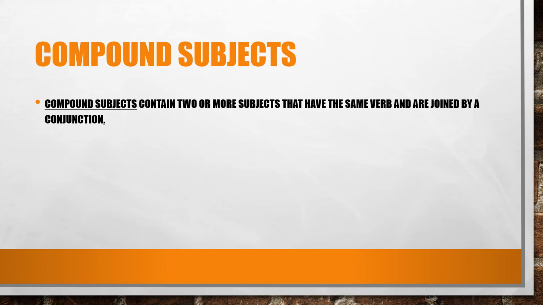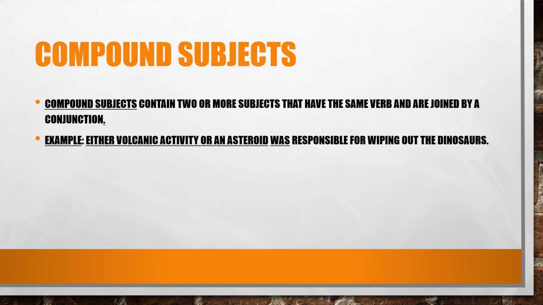Depending on what conjunction is being used in the sentence, whatever conjunction is being used to connect the subjects together, that is going to determine whether it is a singular compound subject or a plural compound subject. So I'll give you a few examples here. Again, we're still using the same basic rule as always, but it all depends on making it fit. So this is kind of a complicated sentence here. Either volcanic activity or an asteroid was responsible for wiping out the dinosaurs.